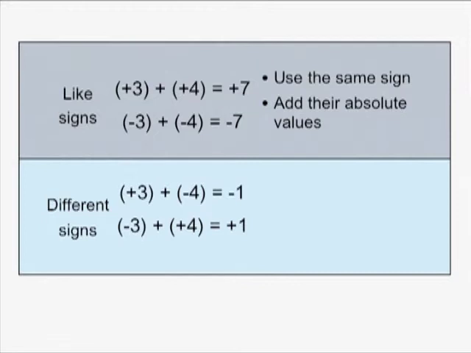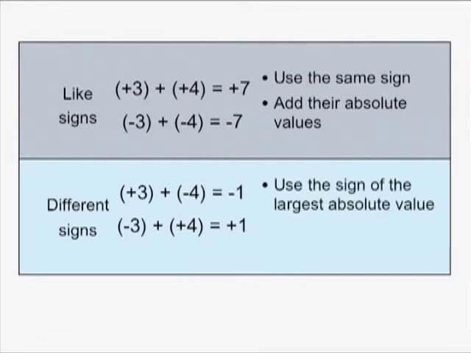When the numbers have different signs, one positive and the other negative, you use the sign of the number with the largest absolute value in your answer and you subtract the absolute value of the numbers. That is, 4 minus 3 equals 1. Practice these rules until they become second nature. That will give you the speed and accuracy that you need to master algebra.